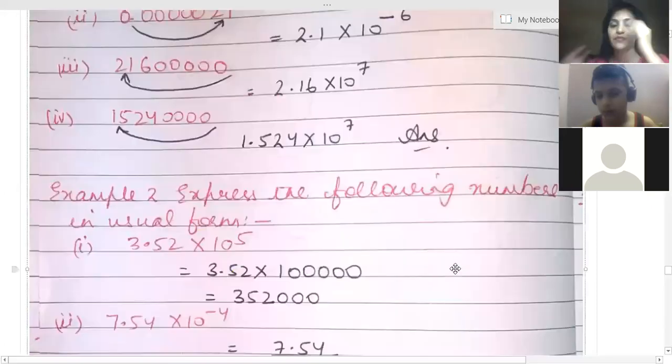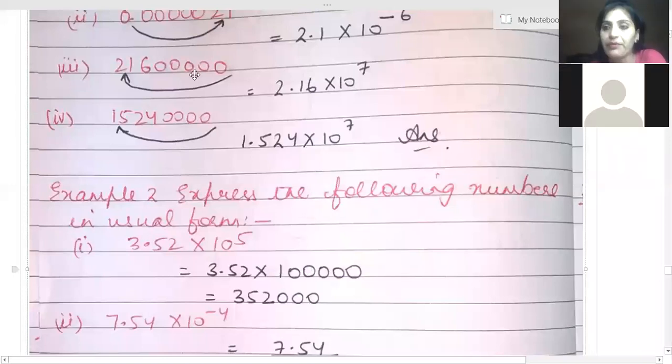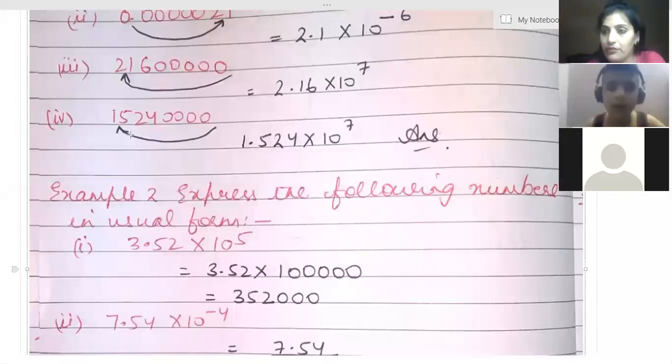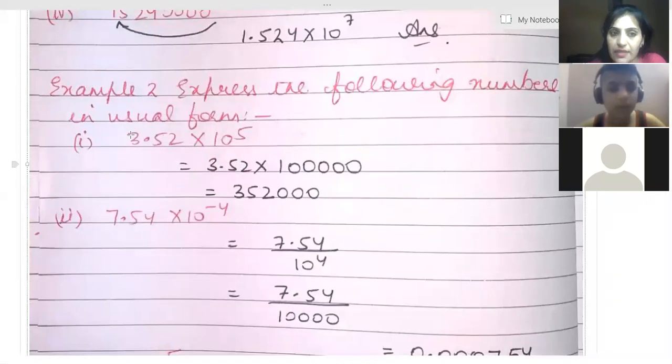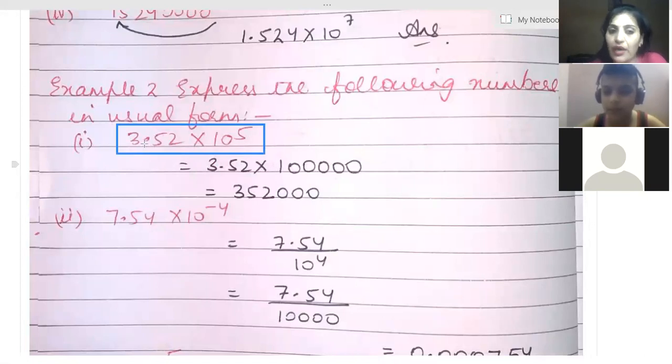Now you have to express the following numbers in the usual form. Now the reverse: you're given the standard form, and you have to bring it to a number. Now you have to take it in the normal number type. See, the question is 3.52 into 10 to the power 5. Now I have to move this decimal 5 places.